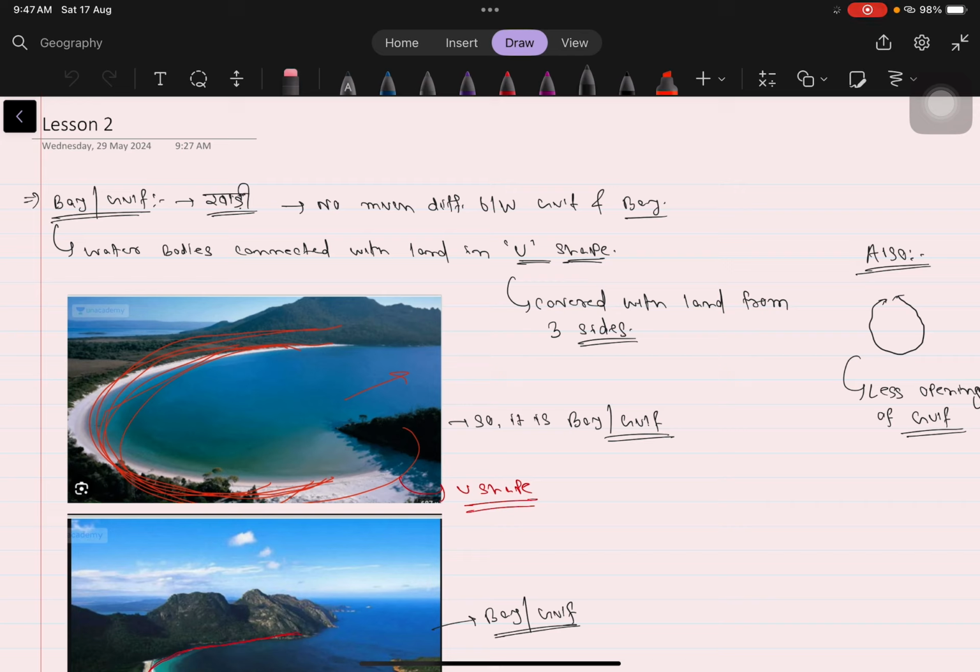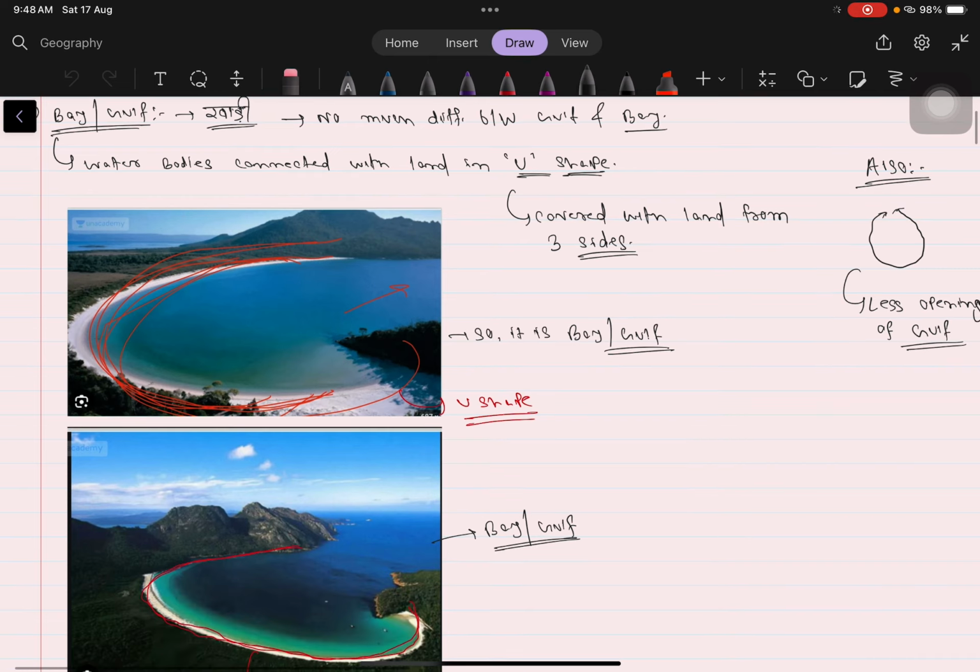These are almost similar. First of all, a bay or gulf is nothing but a water body surrounded by land. It is a water body surrounded by land from three sides, with one side open. So these are nothing but bay or gulf. Now the difference between bay and gulf is that a bay has more opening from the side where water is present, and a gulf has a small opening.